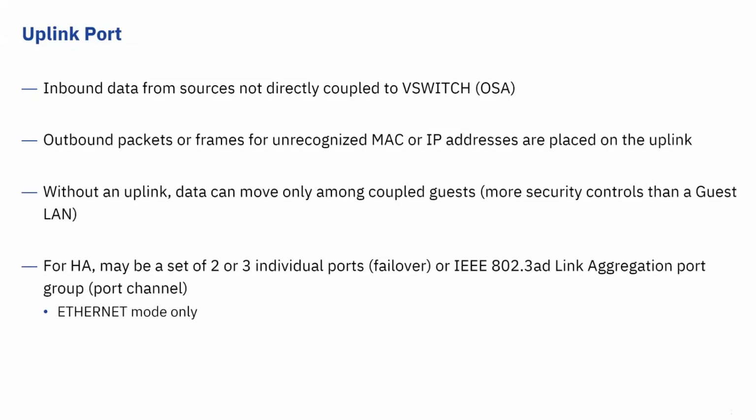We can operate 2 or 3 of these individually in failover mode. If this one fails, go to the next one. If that one fails, go to the next one. If that one fails, cycle back around to the first one again. If they're all dead, just sit there and wait for one of them to come active and then start using it. Or we can operate in link aggregation mode. I'll talk about that in the second presentation. That's available for link aggregation as Ethernet mode only.